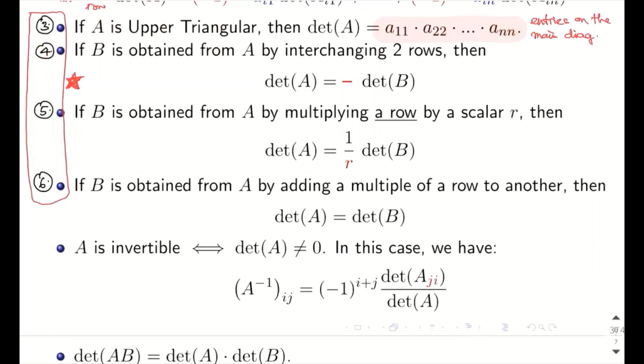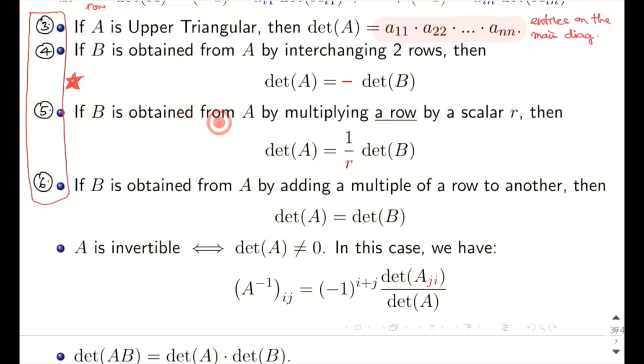4. If B is obtained from A by interchanging 2 rows, then the determinant of B, the new matrix after interchanging, is going to be the opposite of the original determinant. In other words, interchanging 2 rows, the cost is the negative sign.